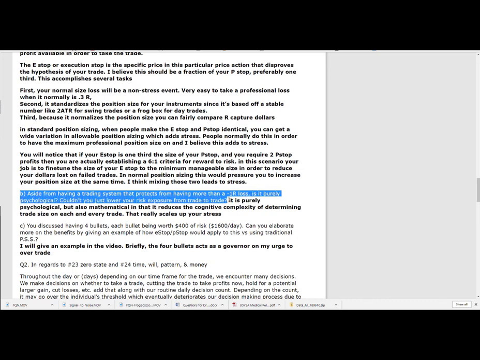Aside from having a trading system that protects from having more than a 1R loss, and by the way, don't say that as if that is a non-trivial thing. That's a really important psychological moment, by the way.